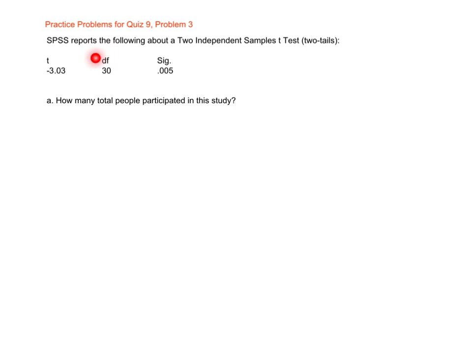For total people, we definitely want to look at our df, which is 30. And using that, that really is talking about df total. And so df total, let's think about it in terms of my n1 plus n2 minus 2 equation. What we're really interested in knowing is the total number of participants, right?